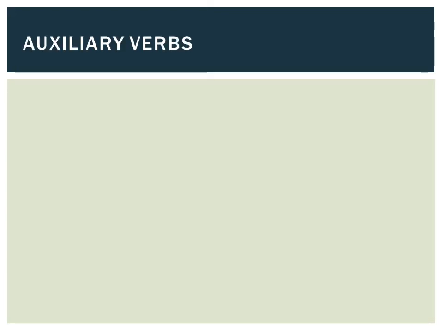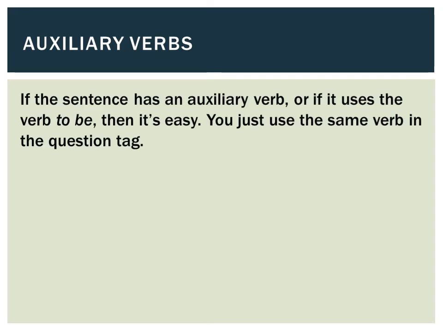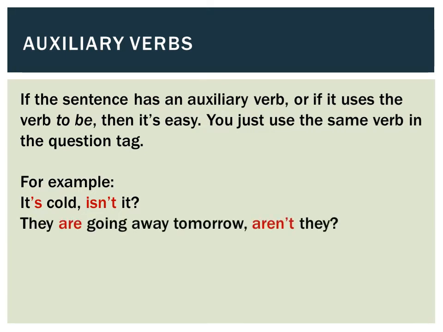Now, what about auxiliary verbs? What auxiliary verb do we use? If the sentence has an auxiliary verb, or if it uses the verb to be, then it's easy. You just use the same verb in the question tag. For example, it's cold, isn't it? Is repeated. They are going away tomorrow, aren't they? Are is repeated.